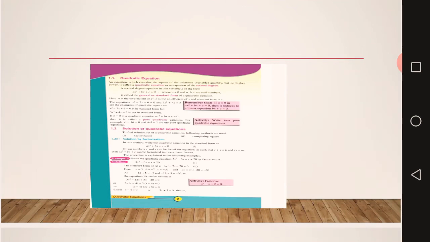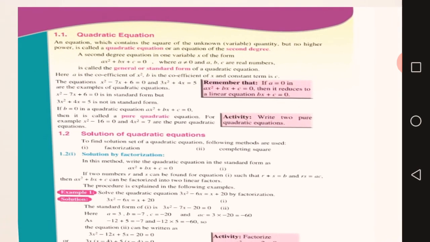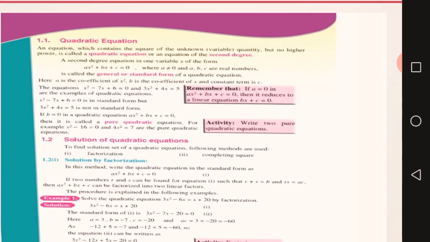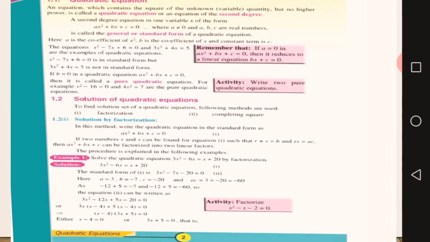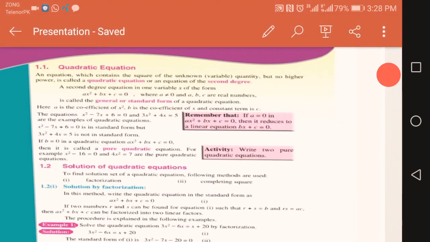Now in your book, the definition of a quadratic equation is written. Let's see. An equation which contains the square of the unknown variable quantity but no higher power is called a quadratic equation, or an equation of the second degree. A second degree equation in one variable x of the form ax square plus bx plus c is equal to 0, where a is not equal to 0 and a, b, c are real numbers. This is called the general or standard form of a quadratic equation.